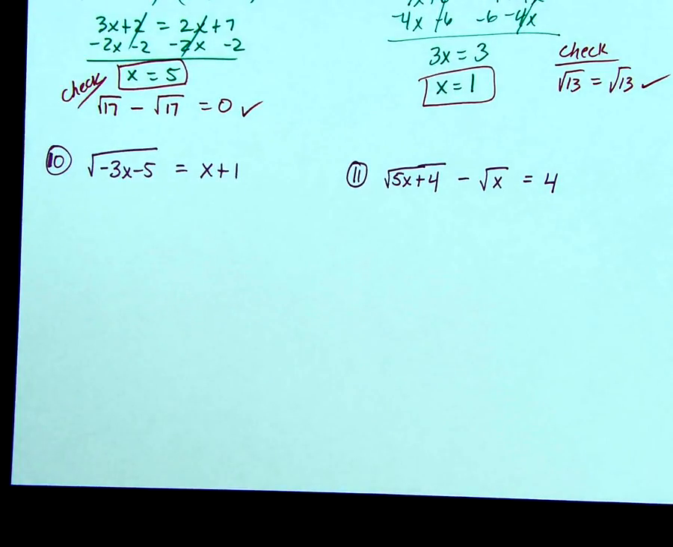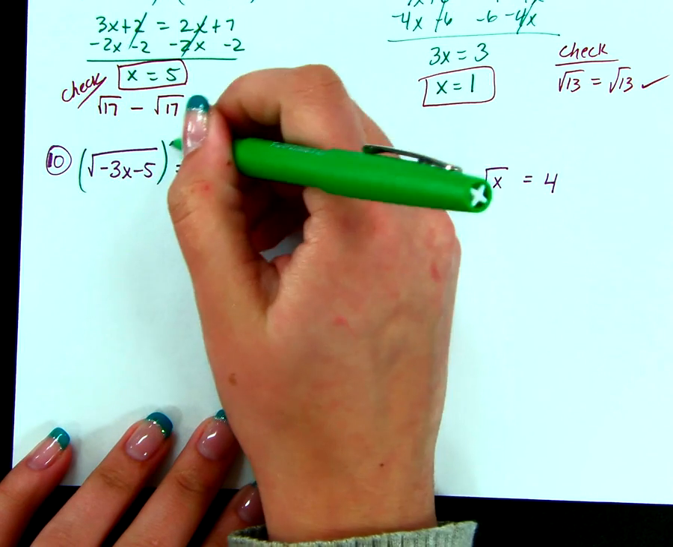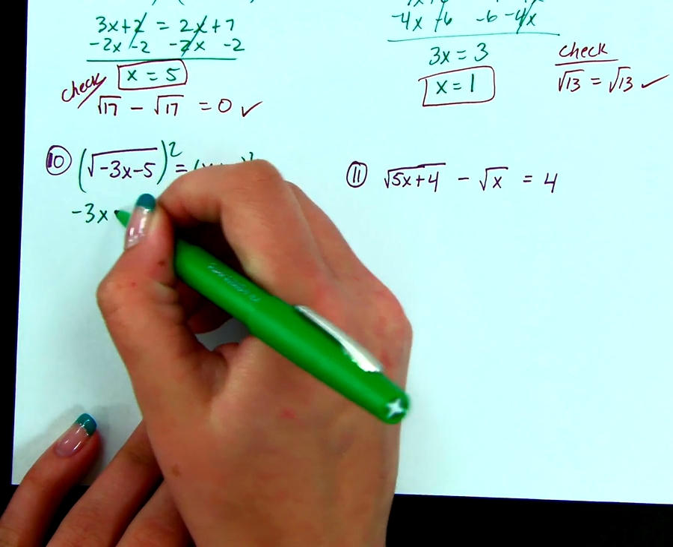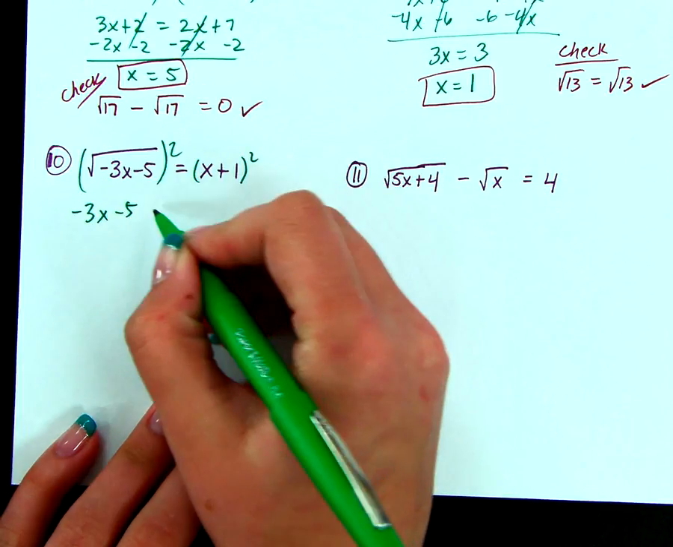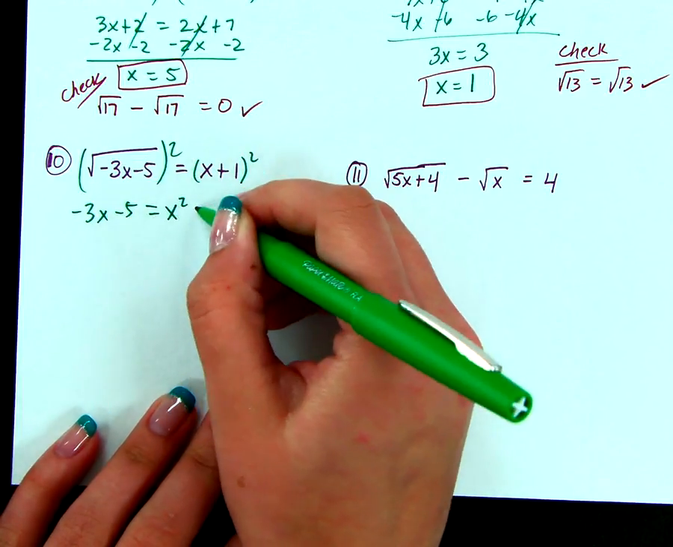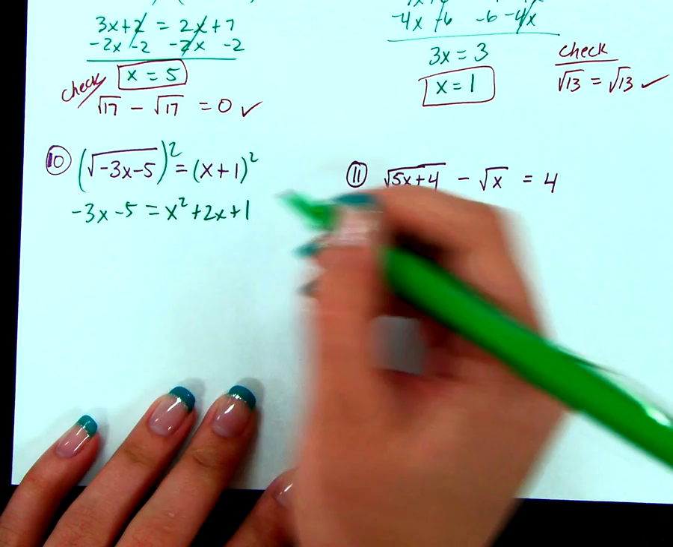All right, last two examples for the section. So this one we only have one radical, and it's already by itself. So that means that I can start by squaring each side to get rid of it. Okay, so that will leave us with a negative 3x minus 5. This side I have to remember to FOIL since it's a binomial being squared. So we'll have x squared plus 2x plus 1.